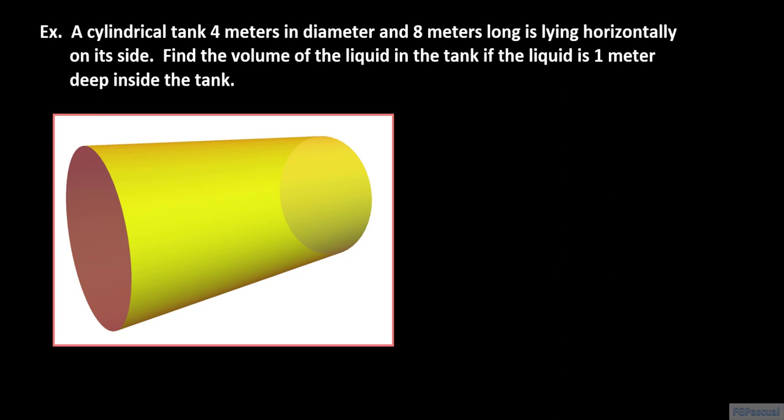In this problem, we are given a tank in the shape of a circular cylinder that is 4 meters in diameter, 8 meters long, and is lying on its side. The tank is partially filled with some liquid such that the depth of the liquid in the tank is 1 meter. Our task is to find the volume of the liquid inside the tank.